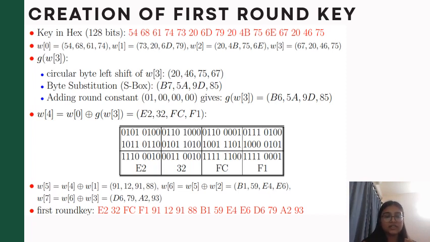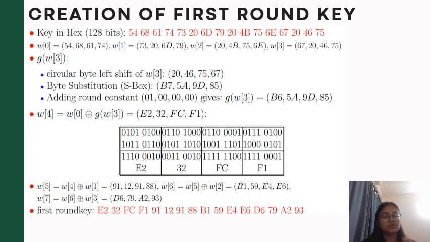After this comes the creation of the first round key. Since we got this key, first we divide the key into 4 parts: W0, W1, W2, W3. Now from W0 to W3 we'll use the initial transformation, which we just saw before. After this we'll try to find G of W3. In G of W3, we'll first do a circular byte left shift of W3. That means we'll make 20 the first element, 46 the second, 75 the third, and 67 the last.